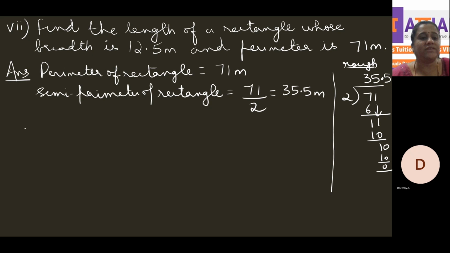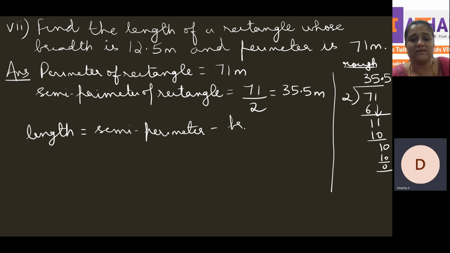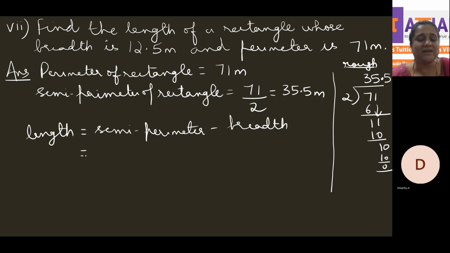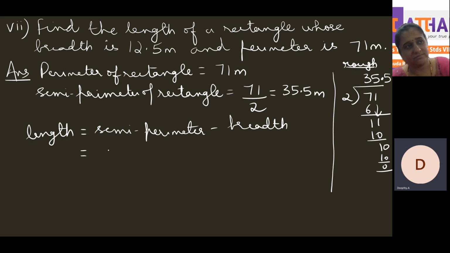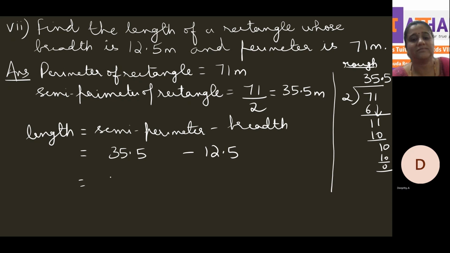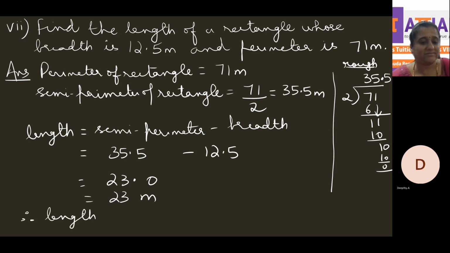Okay, now how will you find the length? Length is equal to? Very good. Semi-perimeter minus breadth. Ma'am, I got the answer. Yeah, tell me. Ma'am, it is 35.5 minus 12.5, which equals 23.0, which is 23. Very good. Therefore, length of rectangle is 23 meters.